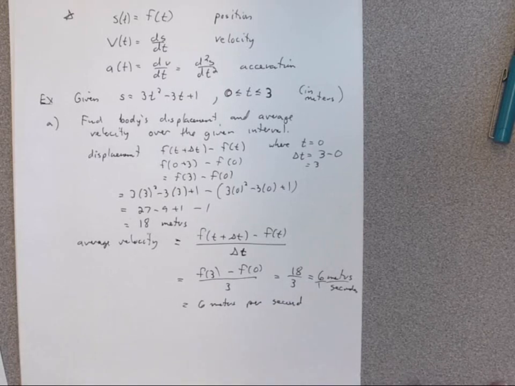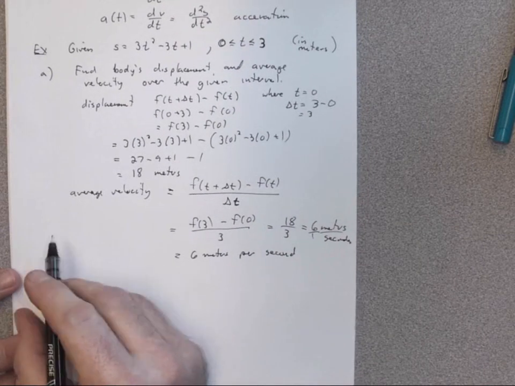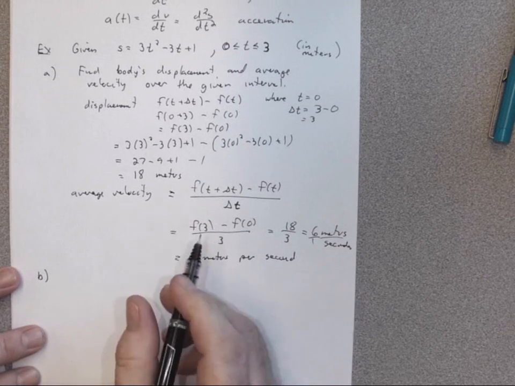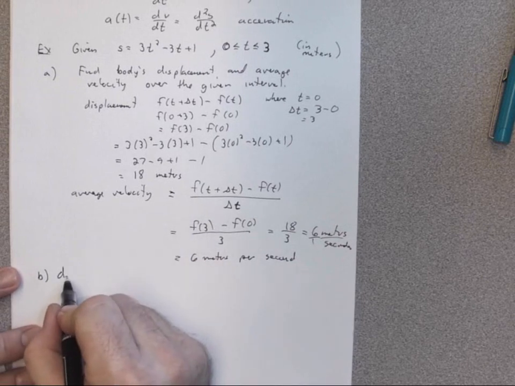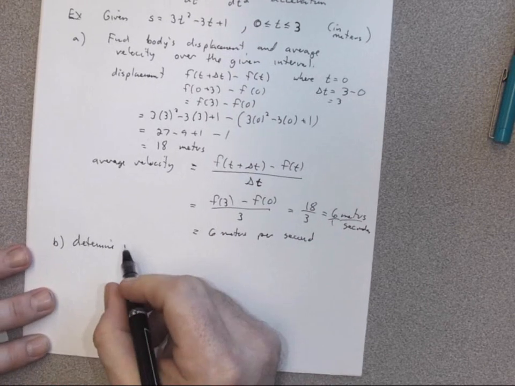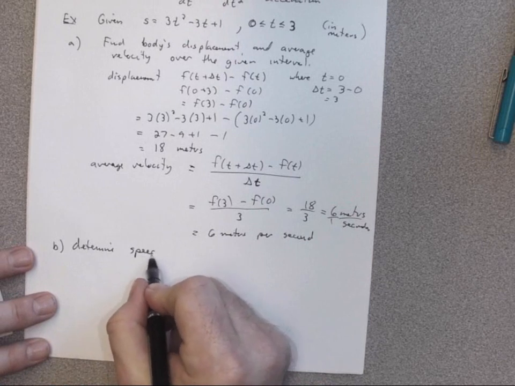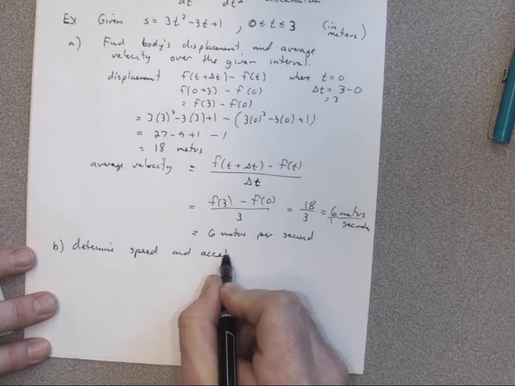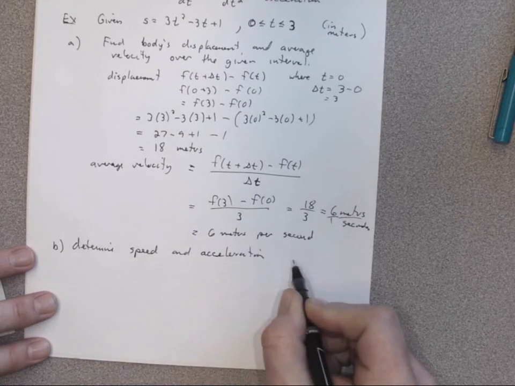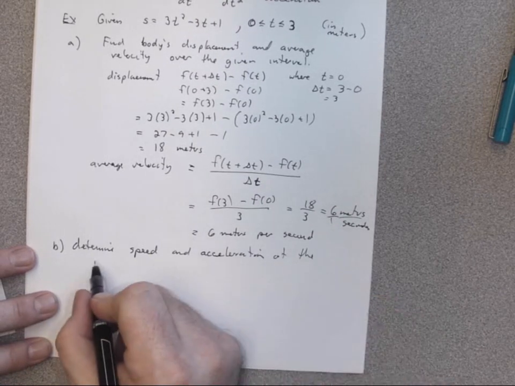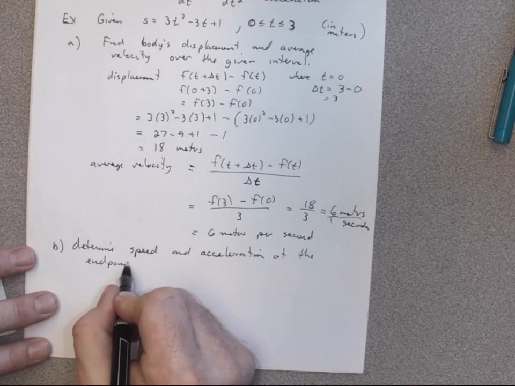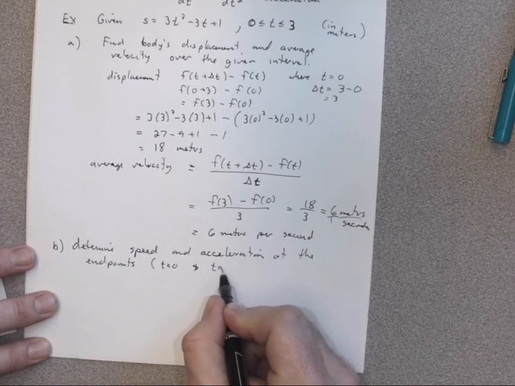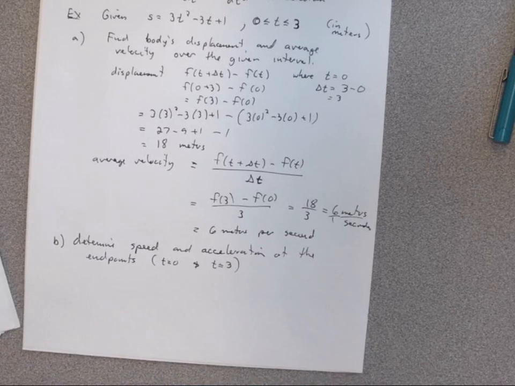All right, B, I want to know what's its speed and acceleration at the endpoints. So what I mean by that is t equals 0 and t equals 3. Okay, that's what we're looking for.